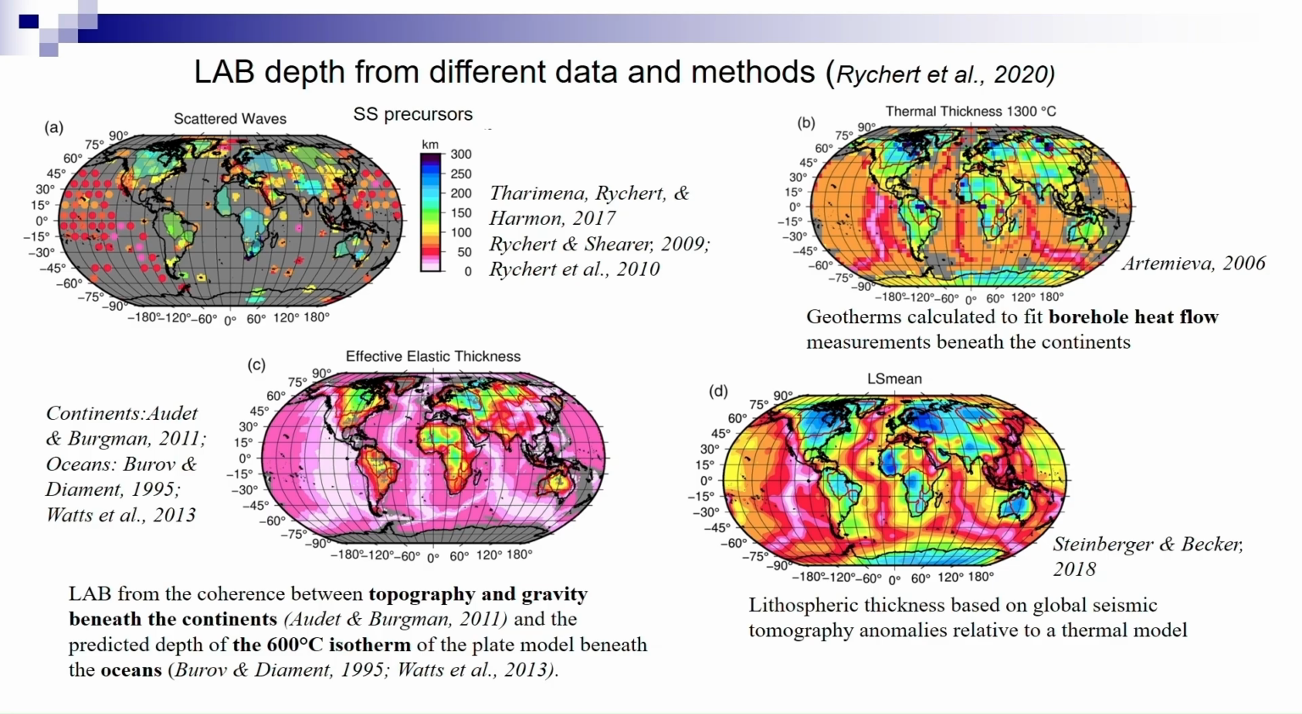Here we present global models of the LAB depth in the Earth, derived from different data and methods plotted on the same scale. We see LAB from SS precursors, upper left, as the 1300 degrees geotherm in the thermal model, LAB in effective elastic thickness model, and LAB based on global seismic tomography anomalies. The LAB is the shallowest in the model of the effective elastic lithosphere thickness. In general, the models agree in the gross features.